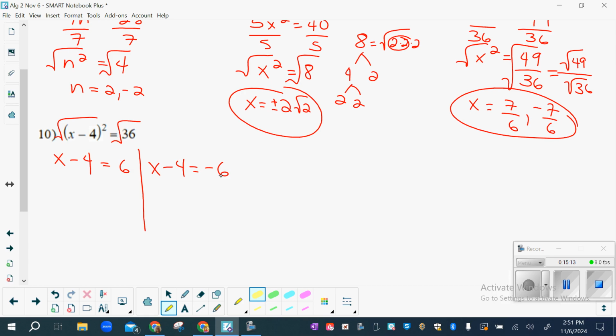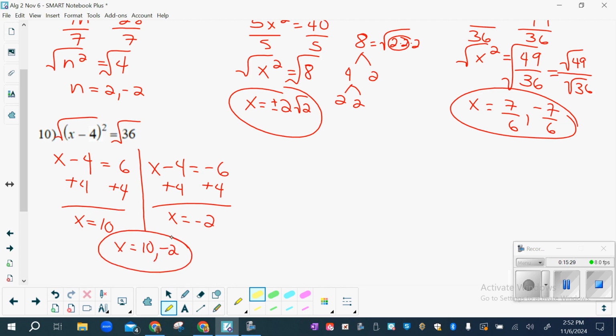So we're going to add the 4 now. So we get x equals 10 and x equals -2. So our answers are 10 and -2. And if you plug those in, 10 minus 4 gives you 6 squared, gives you 36. If we take -2 minus 4, that gives me -6 squared, which gives me 36 also.